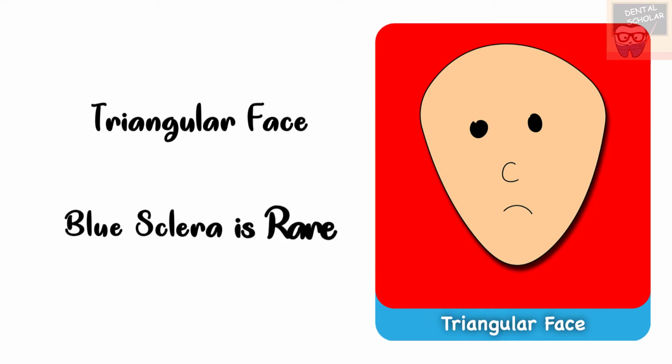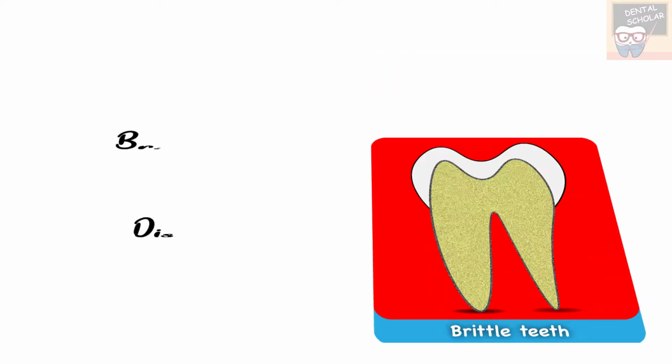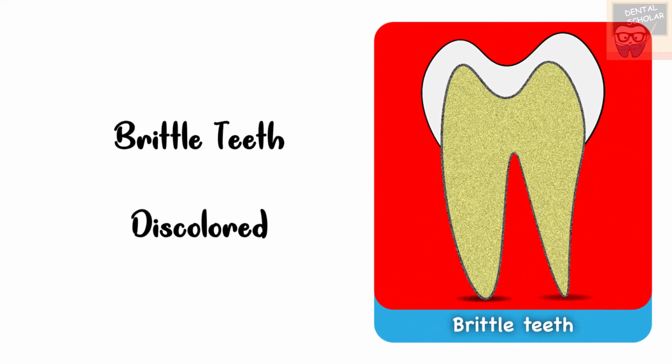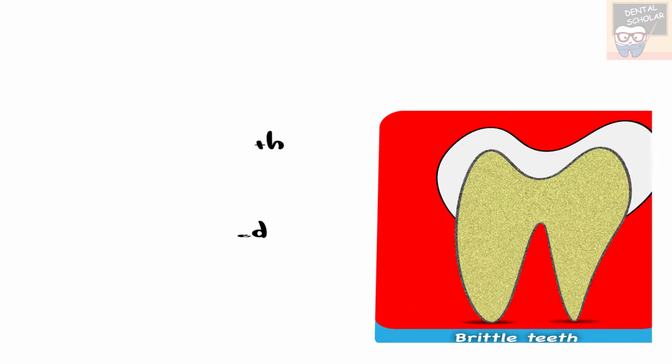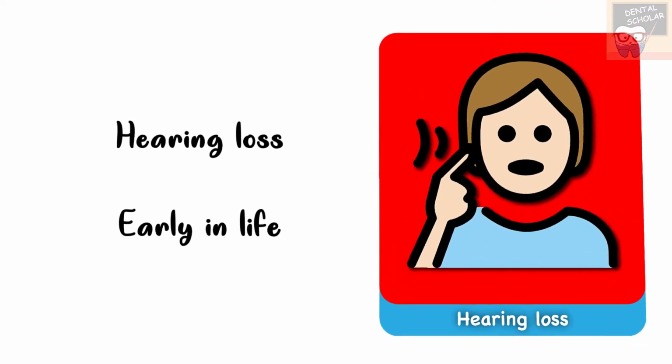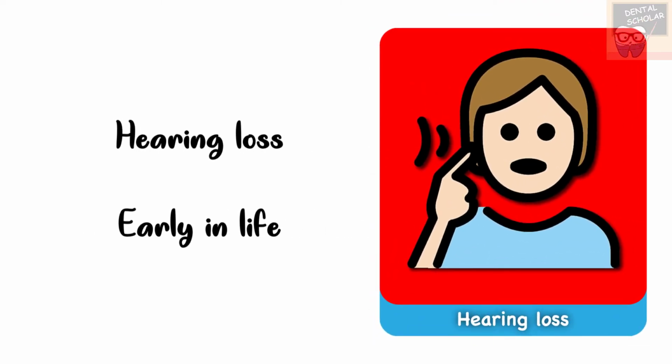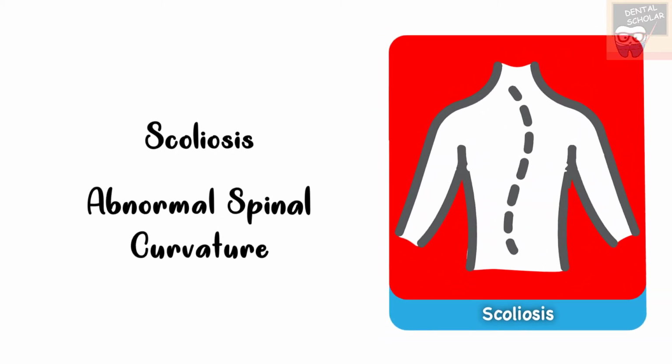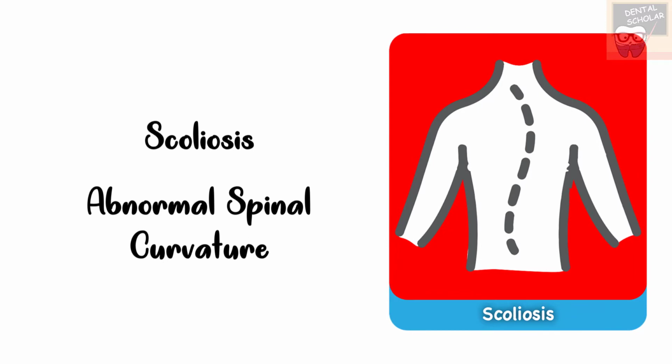Blue sclera may be rarely seen, so it may or may not be seen. Teeth are brittle and they appear discolored, so opalescent dentine is seen here. Joints are loose and muscle tone is poor. Hearing loss may also be seen in these patients, and it will be seen early in life. Scoliosis, that is abnormal spinal curvature, is also seen.